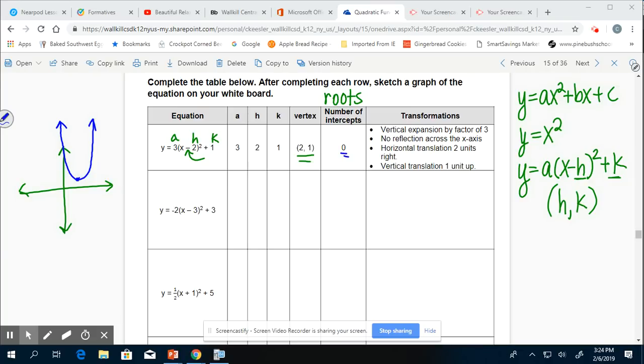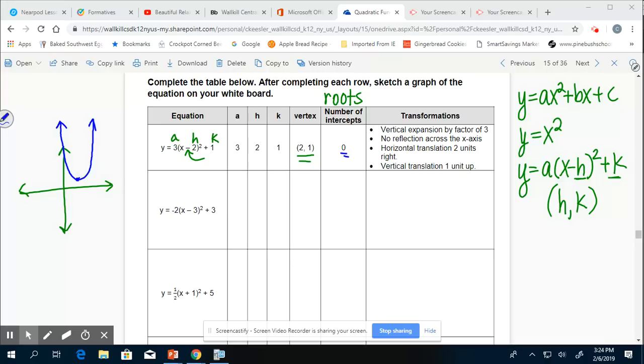Now I can explain what all those values mean. We have a vertical expansion by a factor of 3. Again, if that was a fraction, we would say a vertical compression. We have no reflection because it's a positive function. We have a horizontal translation 2 units to the right. Notice that my graph is 2 units to the right of the y-axis. And a vertical translation 1 unit up.